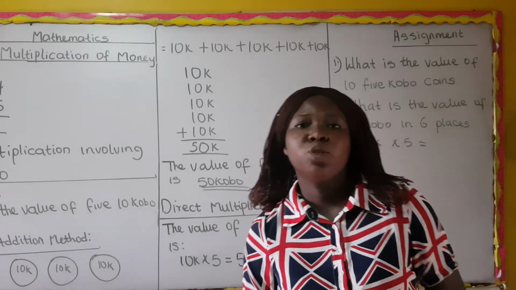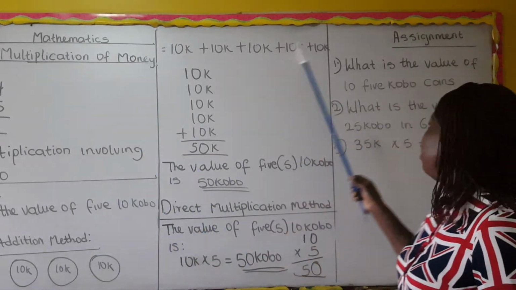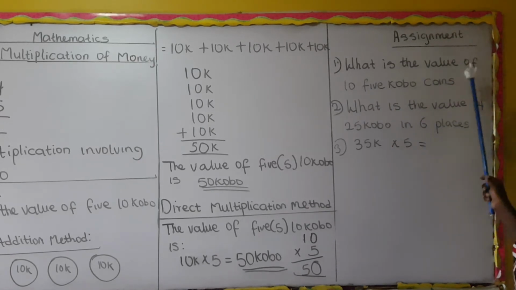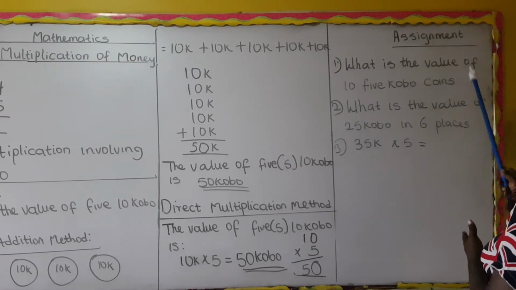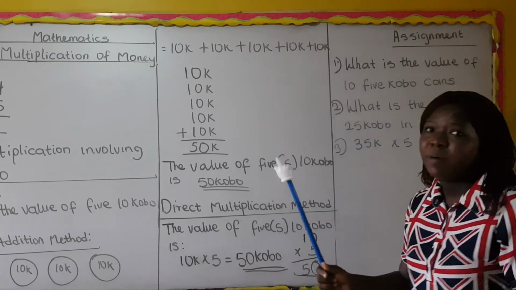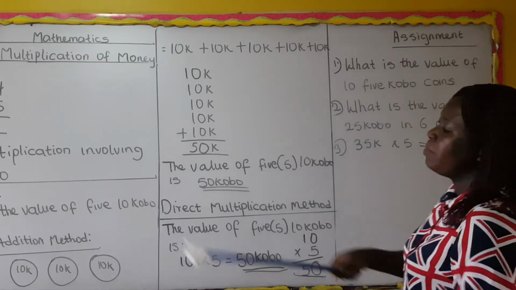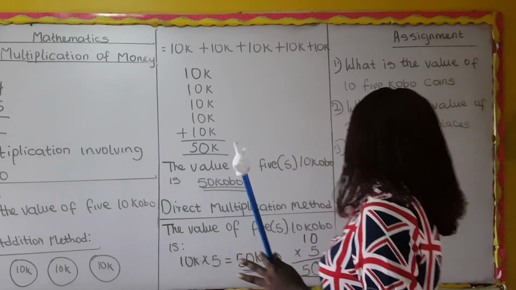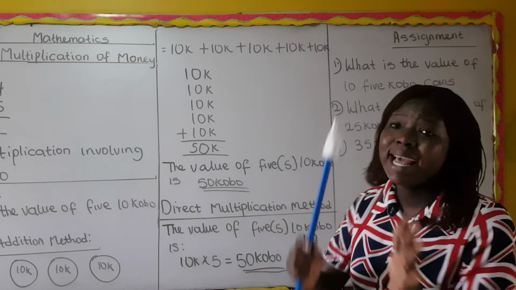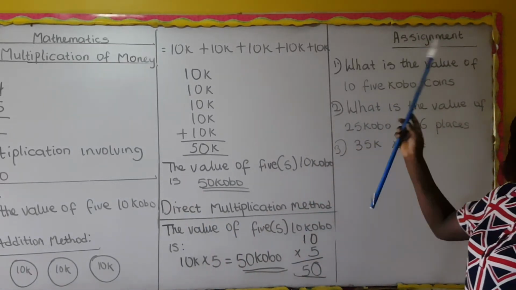So I would like you to copy all this in your exercise book and try to do the assignment. Number 1 says, what is the value of 10 5-kobo coins? The value of 10 5-kobo coins. So you simply arrange it. You can use any method you like. If you're going to use the repeated addition method, you arrange 5 kobo in 10 places. Or you can do it directly.